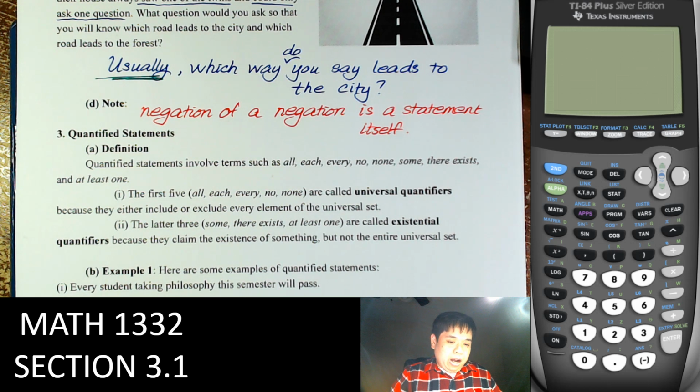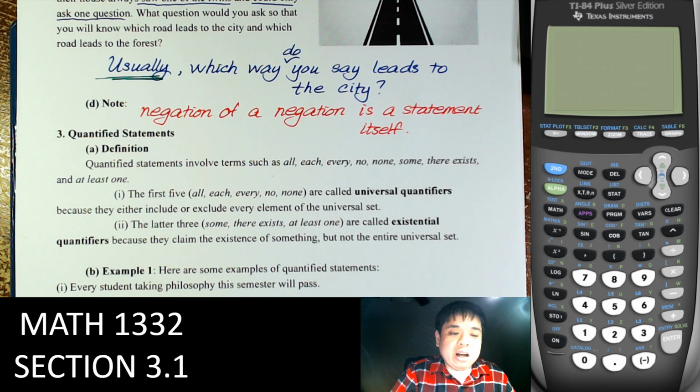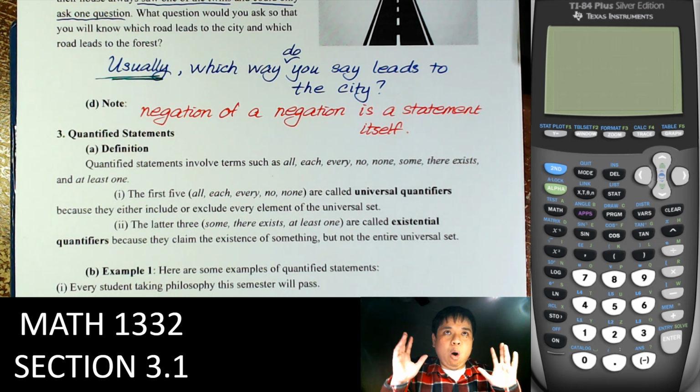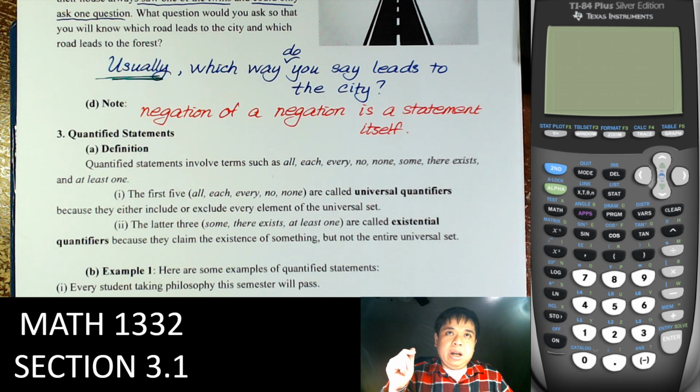Right. Next we have quantifiers. Quantifying statements involve terms such as all, every, none, no, some, other, there exists at least one, many, half, majority, those kinds of things. And there are two kinds of quantifiers. The universal quantifiers deal with everything. For example, we say all, each, and every, no, or none. So all of them, meaning we either include everything or we do not include anything. So either all or nothing.